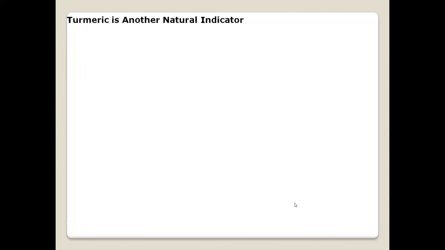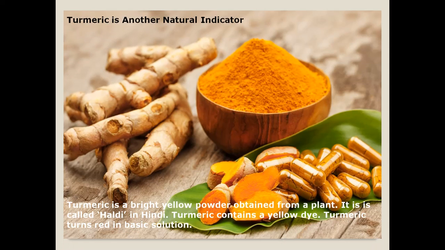Now till now we have discussed a litmus solution and how it will behave with acid and base, and we also discussed China rose solution as an indicator, what color it will give with acid, and what color it will give with the base. Let us look at some other natural indicator now.